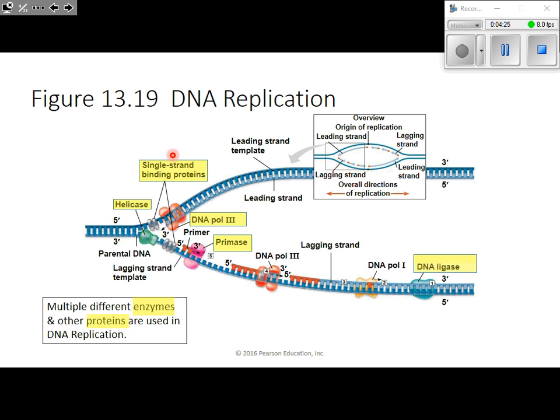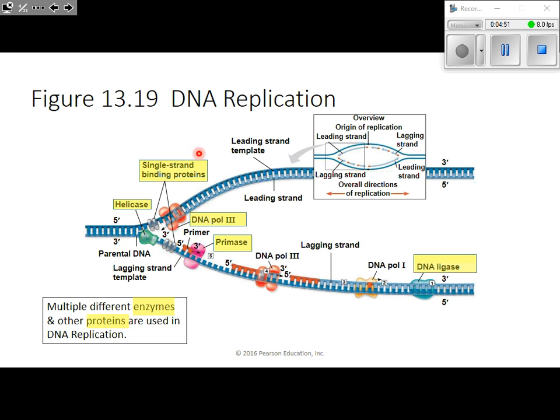But you'll notice I've highlighted some of the key components here. Everything that I highlighted in yellow is either an enzyme or at least a protein. Most of them are enzymes. And then we've got these single-stranded binding proteins that I don't know if you would technically consider them to be enzymes, but they're all proteins. These are all proteins that play an important role in the copying of DNA.